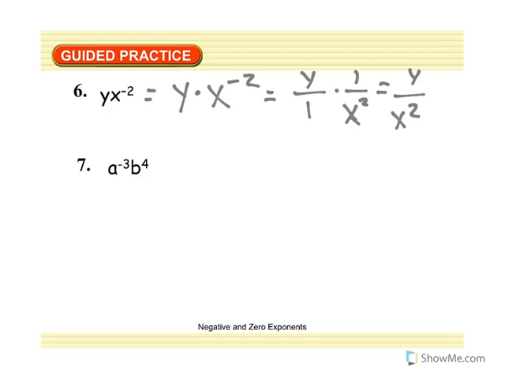How about this next one? Okay, well, a to the negative third is 1 divided by a to the third. And b to the fourth, if I need a denominator, I can put it over 1. So we end up with b to the fourth divided by a to the third.